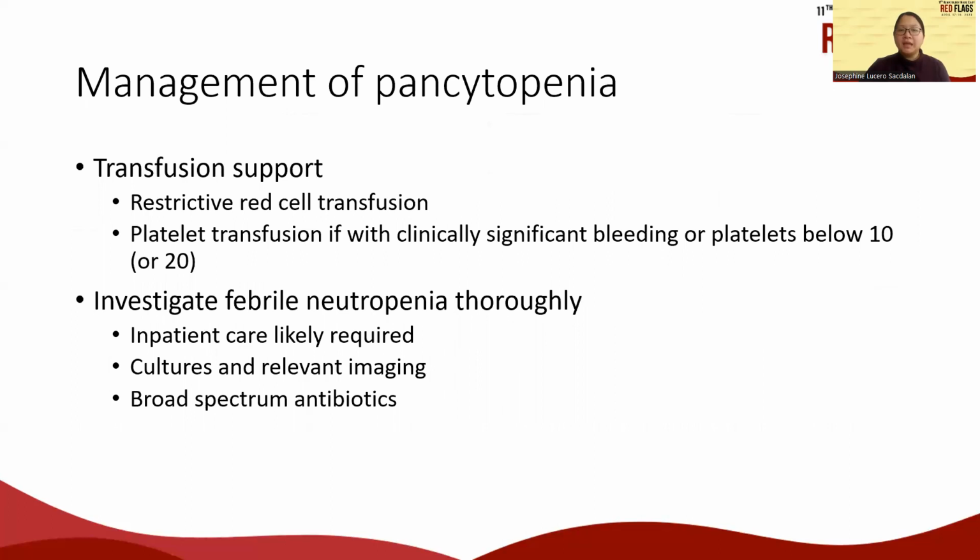Transfusion support aims to treat symptomatic anemia and bleeding, and likewise to reduce risk of spontaneous bleeding. Febrile neutropenia must be investigated thoroughly, sending for cultures, relevant imaging, and starting broad-spectrum antibiotics, because an uncontrolled infection can lead to the patient's demise faster than low blood counts.